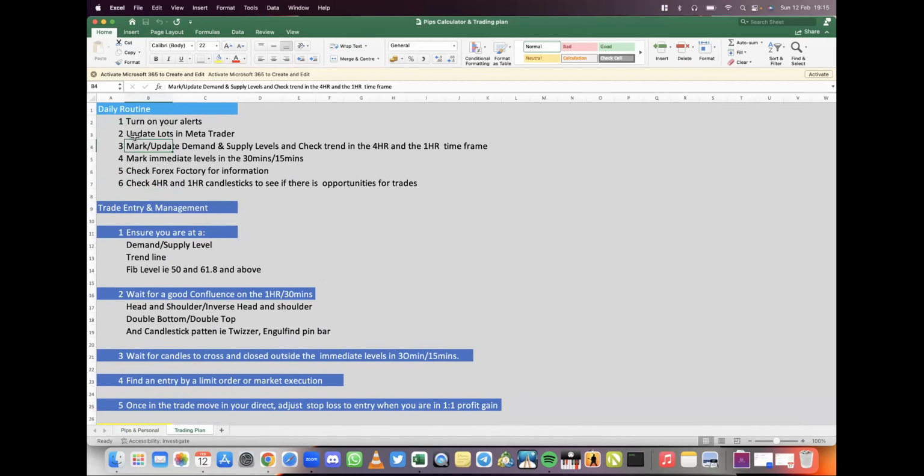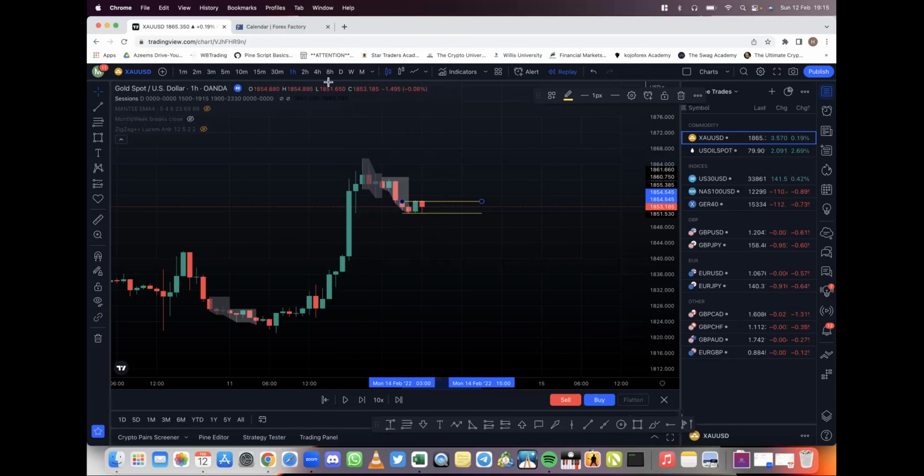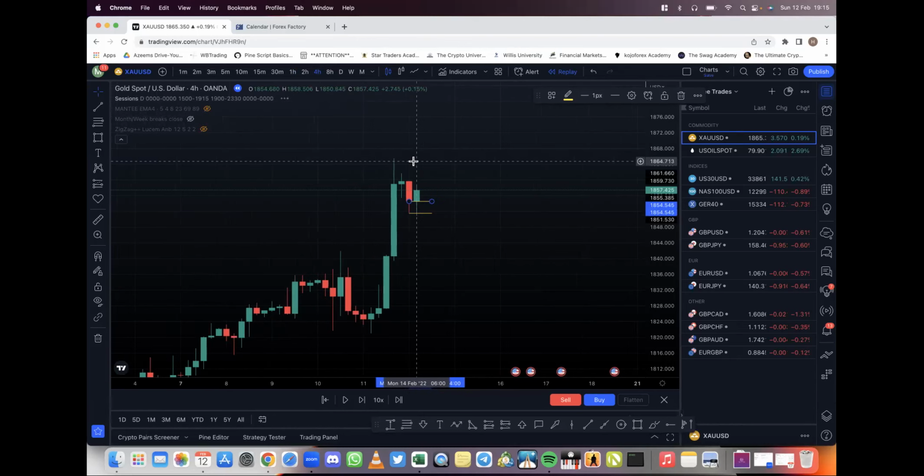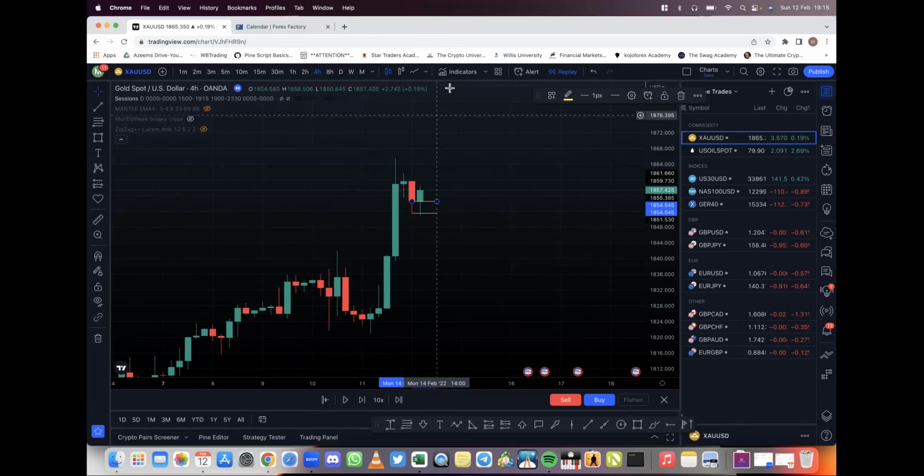Return on alert, update lots, inverted trader, mark demand and supply levels. So in the 4 hour, mark demand and supply levels and check trend in the 4 hour. So let's say we're on the 4 hour now. You see the trend is uptrend. Now, guys, I want us to talk together. The trend is uptrend. We mark demand and supply levels.